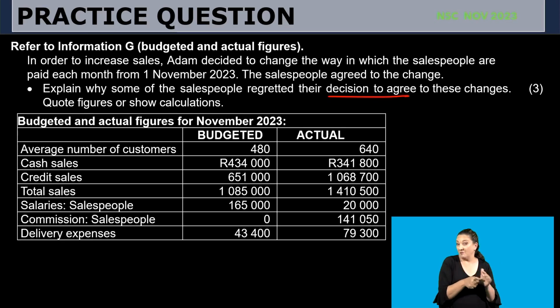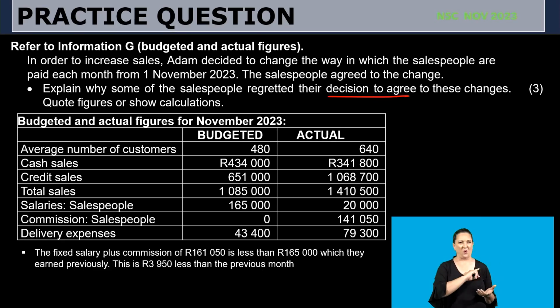Okay, so why would some of these people regret? Number one, the fixed salary plus commission, so we're talking about these two figures here, gives you 161,050, but this is less than what they were getting here, which is 165, which they earned previously. This is 3,950 less than the previous month.